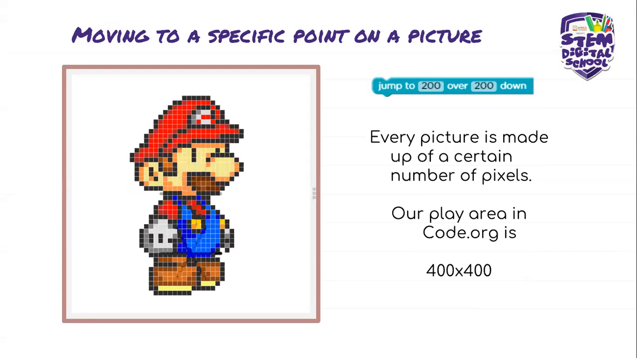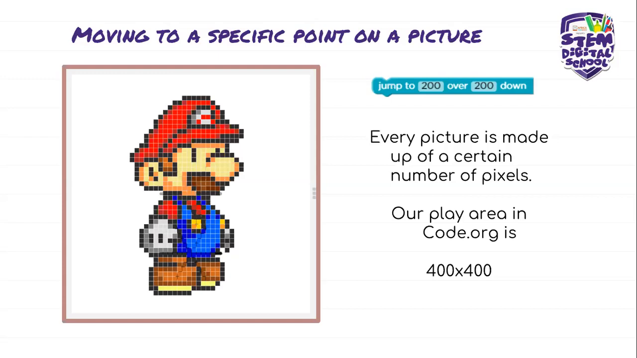So one of our new blocks, moving to a specific point on a picture. One of the new blocks we have is jump to, and then there's a 200, but we can change that to anything. Jump to 200 over 200 down. Okay, so that sounds a little strange, but I'm quickly going to explain to you guys what that means.